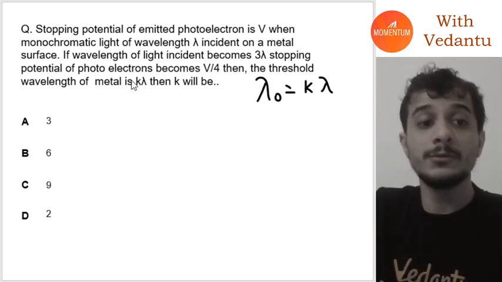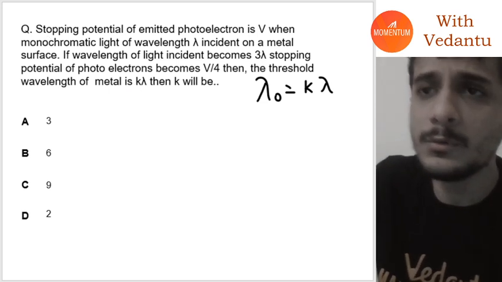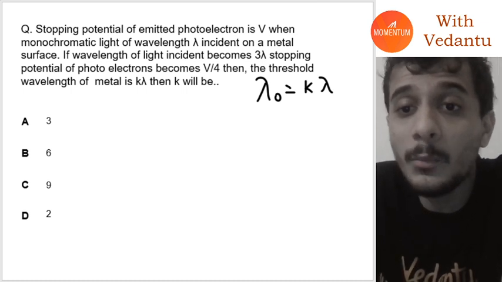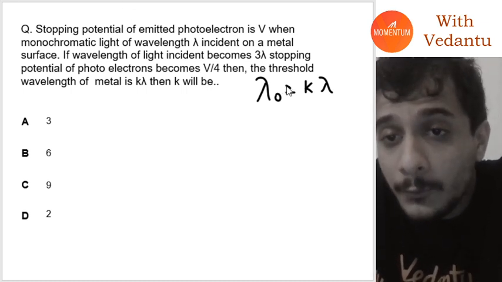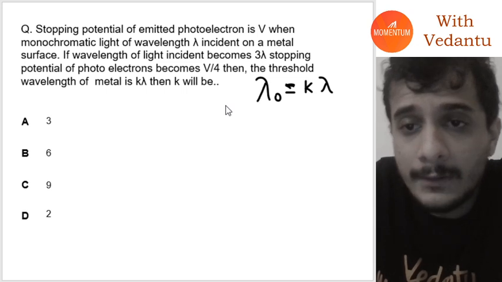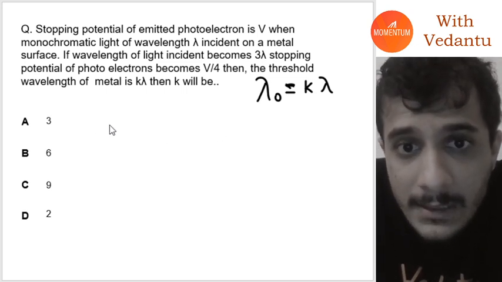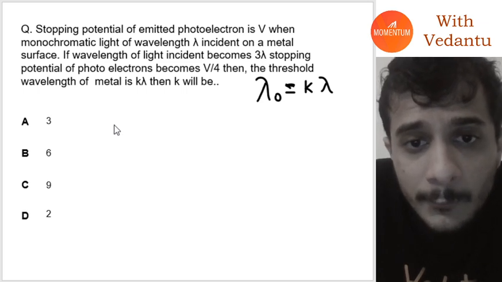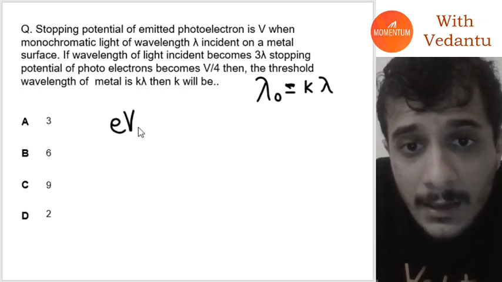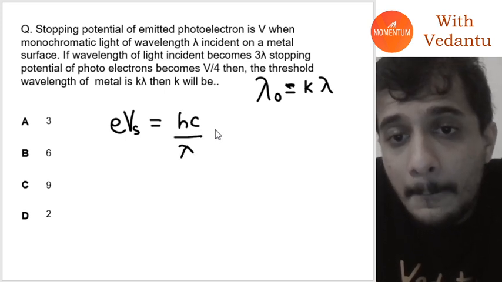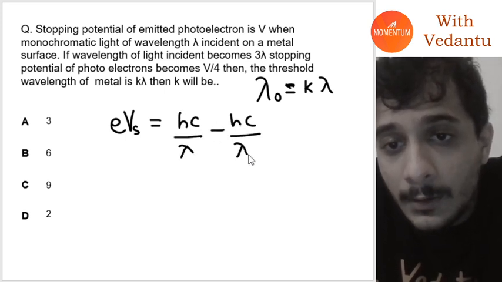It's not a very hard question. Once again, it's a very simple question. These types of questions once again come in boards as well, but you have to be aware of it. Okay, these are all standard questions, guys. So first of all, what we can do is we can use Einstein's photoelectric equation. I can say eV stopping potential is equal to hc by lambda minus hc by lambda naught.